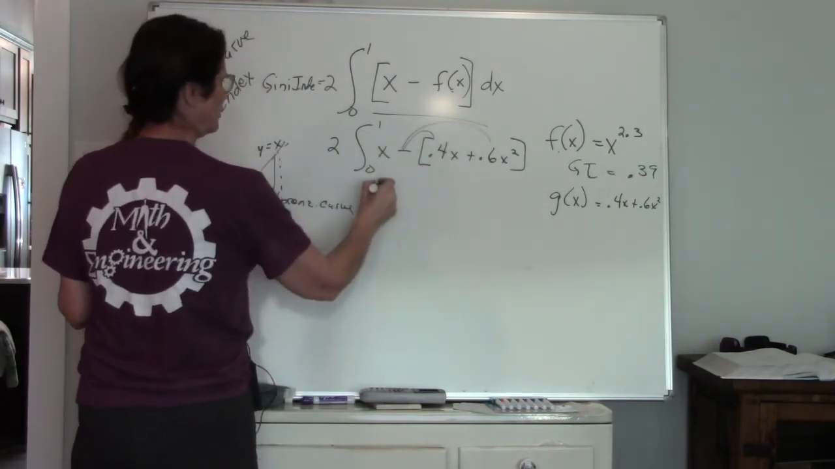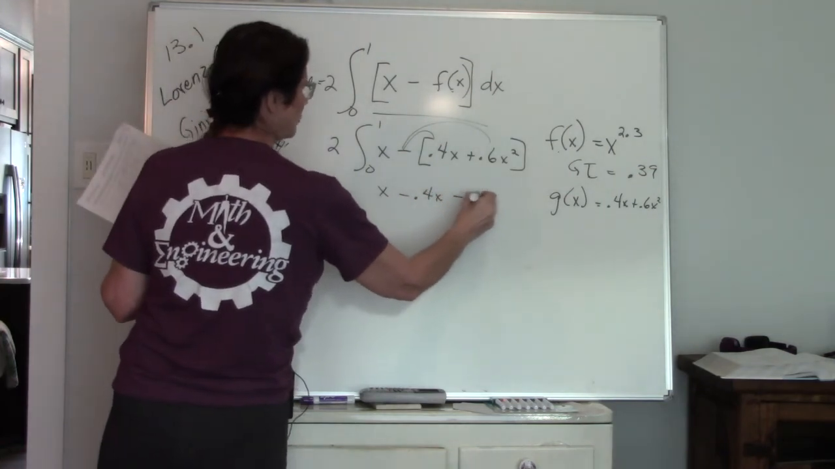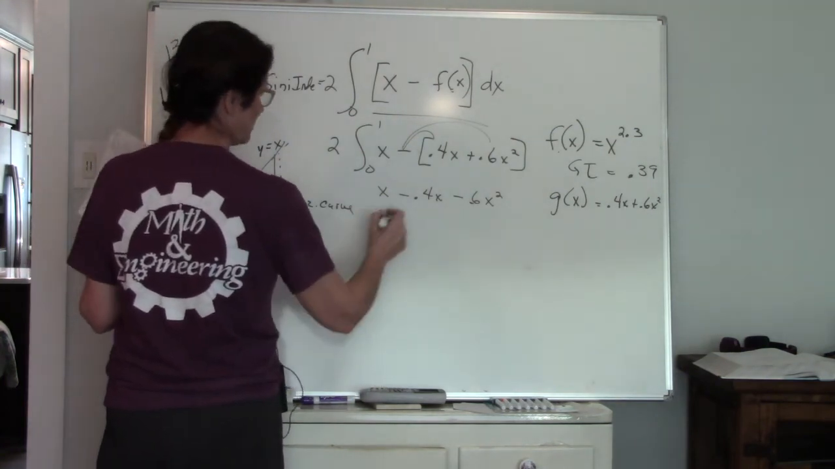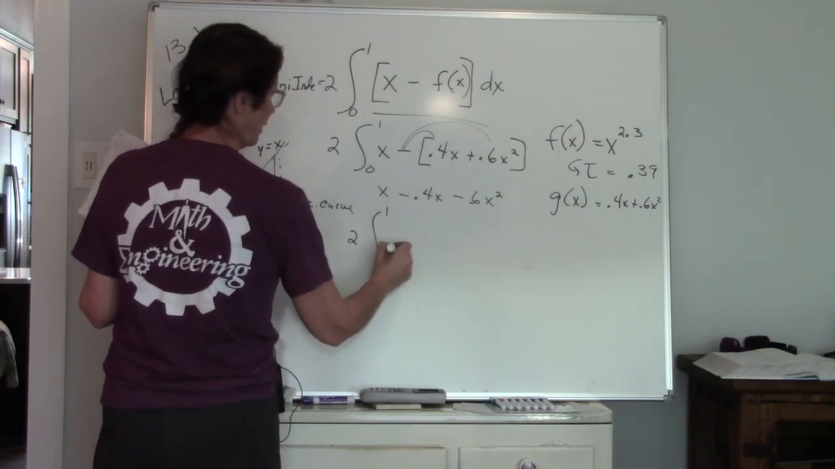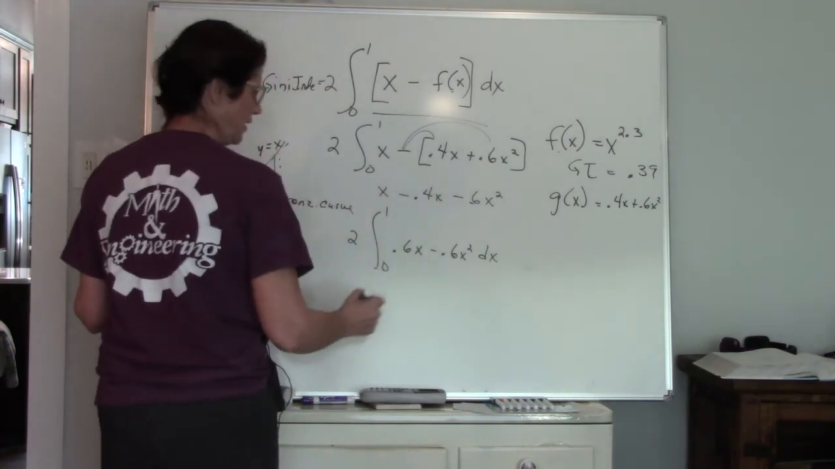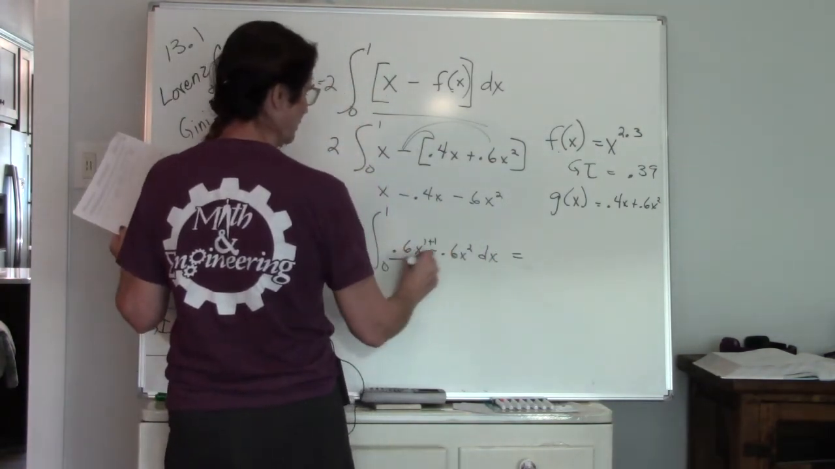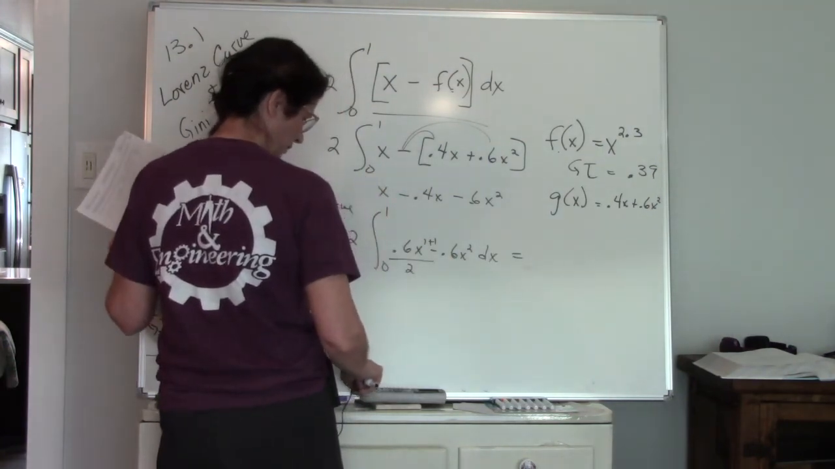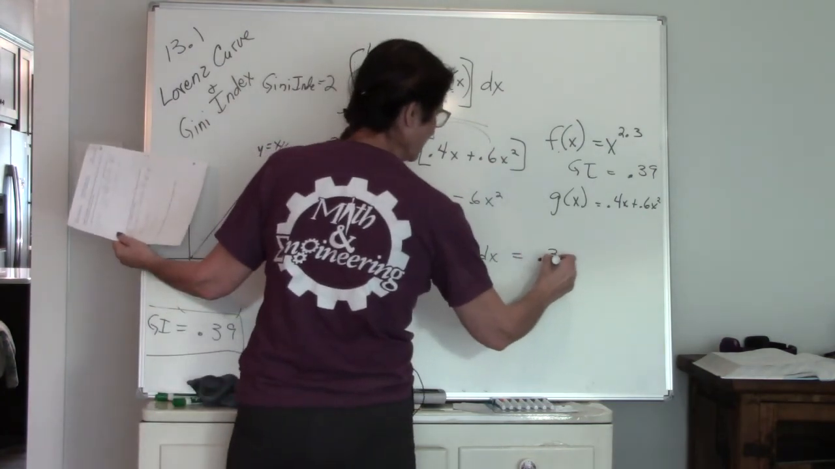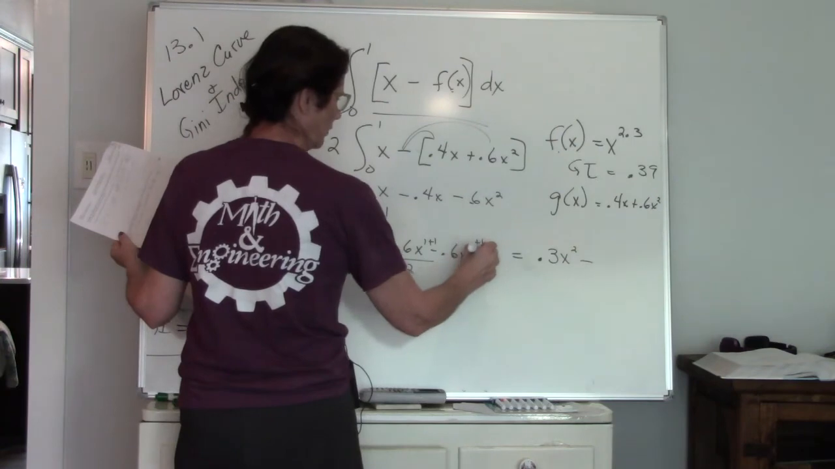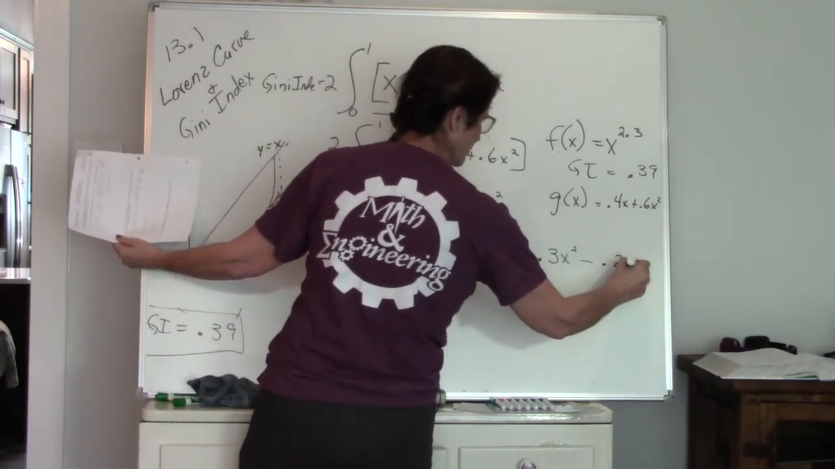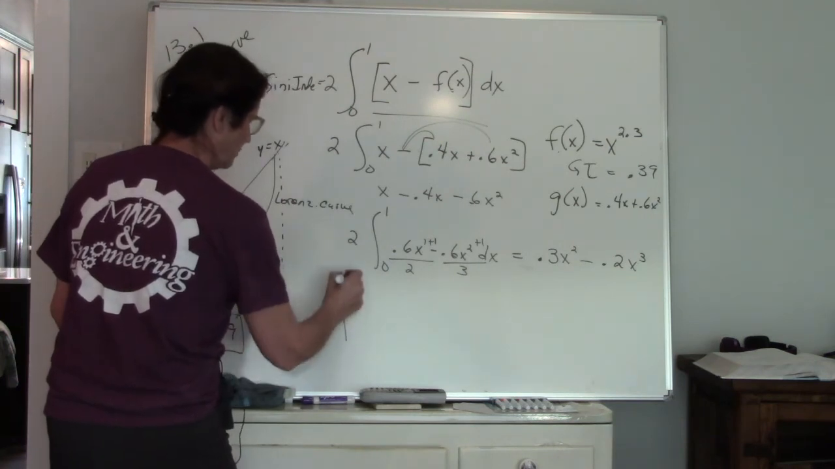Distribute this negative through both. So you have x minus 0.4x minus 0.6x squared. We're going to combine our like terms. So 1 minus 0.4 is 0.6. So we have our definite integral of 0.6x minus 0.6x squared dx. Now I'm going to find my antiderivative. Here's the exponent 1. I'm going to add 1, divide by my new exponent. So 0.6 divided by 2 is 0.3. That makes sense. 0.3x squared minus, add 1, divide by my new exponent. So 0.6 divided by 3 is 0.2. So minus 0.2x to the third power. And now I'm going to evaluate between 0 and 1.